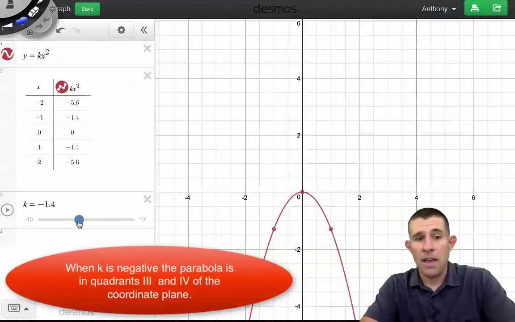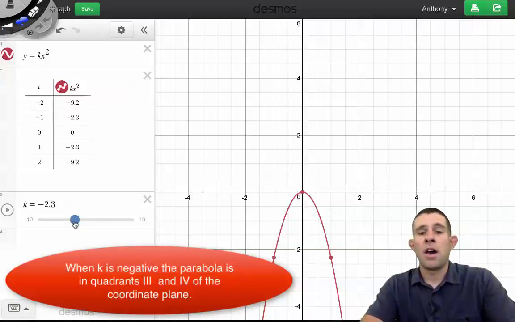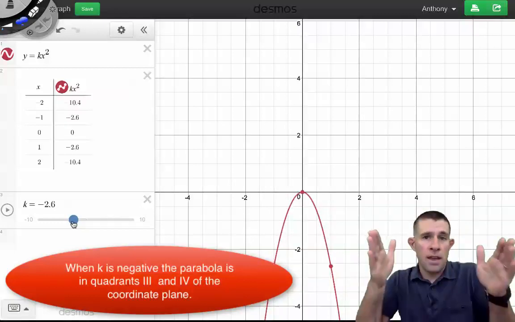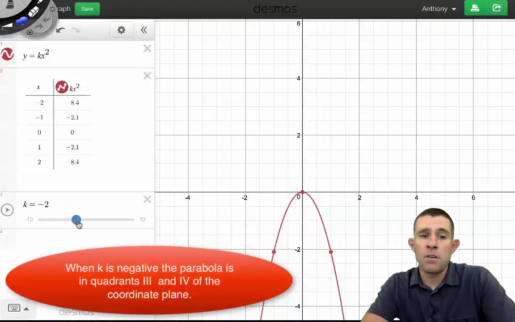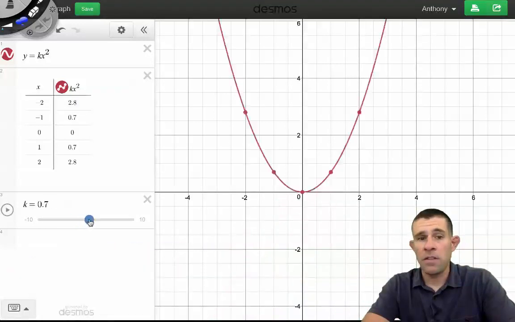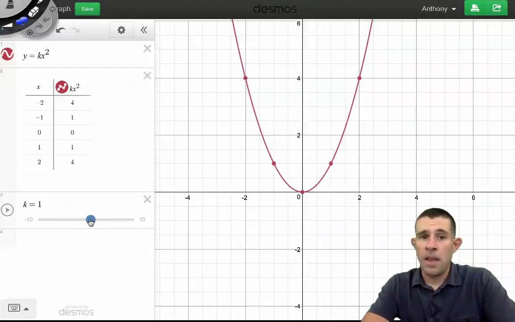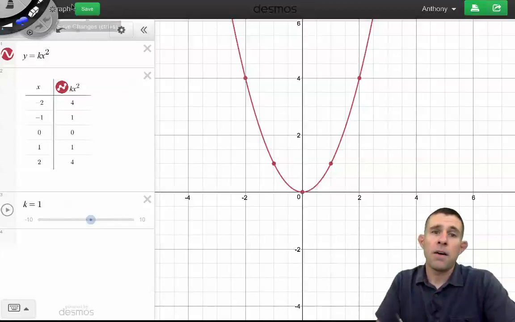And again, as that value gets larger and larger in the negative direction, it looks like it has that effect of pinching towards that y-axis. Similar to the graph of y equals k times x, all of these graphs pass through the origin, and they are all going to be symmetric about the y-axis.